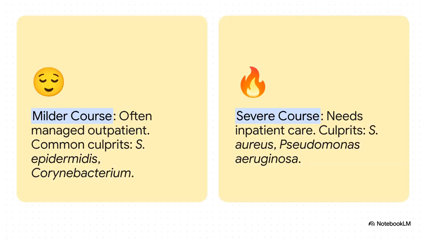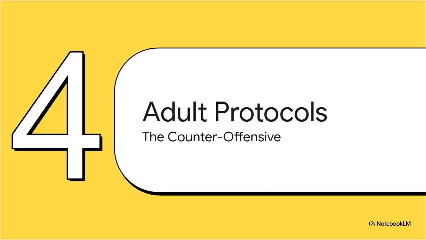But listen, not all invaders are created equal. There's a huge difference in severity. On one hand, you've got organisms like Staphylococcus epidermidis. They're common, and they often cause a milder illness that you can manage as an outpatient. On the other hand, an infection with Staphylococcus aureus or a gram-negative rod like Pseudomonas, that is a much, much more serious fight. It often requires hospitalization and carries a far worse prognosis. And if you see a mix of gut bacteria, that is a massive red flag for an intra-abdominal catastrophe. All right, with our intel gathered and the enemy profiled, it is time to launch the counter-offensive.